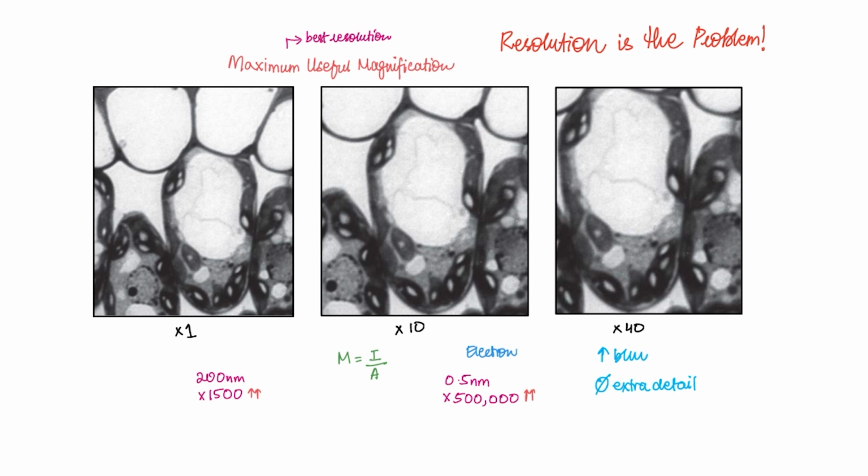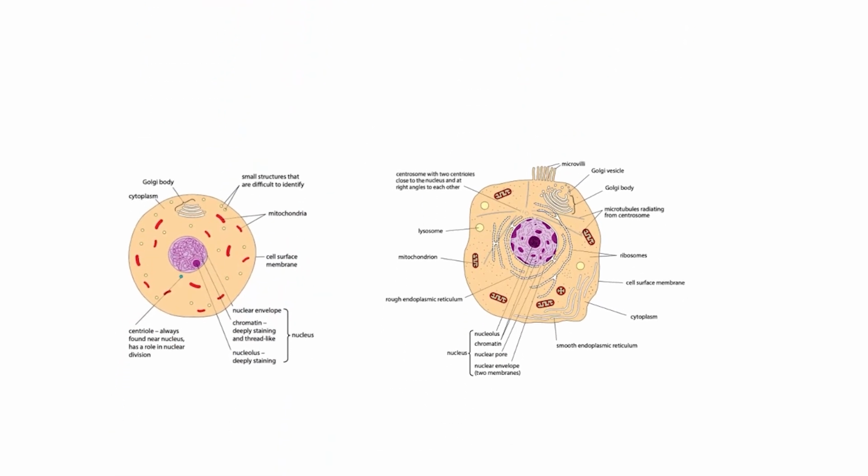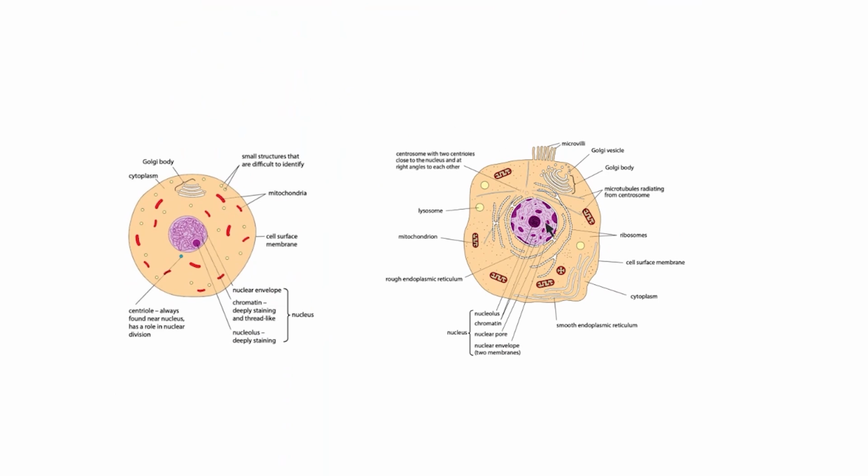Which is why when you looked at an animal cell under an electron microscope, compared to a light microscope, you could appreciate a lot of extra structures. But for example, ribosomes were never visible under a light microscope, but they are visible under an electron microscope. But initially, at a lower magnification, they appeared as tiny dots.